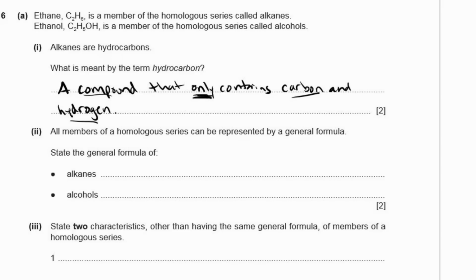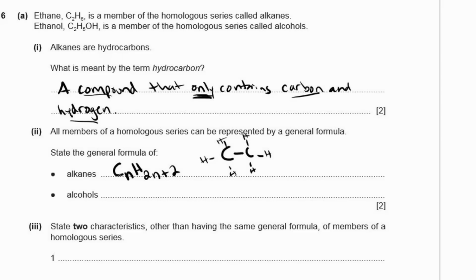2. All members of a homologous series can be represented by a general formula. State the general formula of alkanes. Okay, the general formula for alkanes is CnH2n plus 2. Because remember, here's an alkane, C, these are all H's. Okay, so there's 2 H's for every carbon along the chain, and then there's 1 at each end.